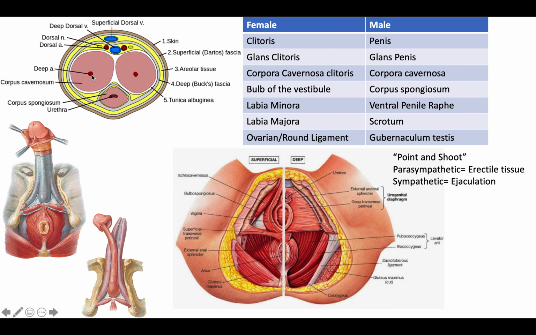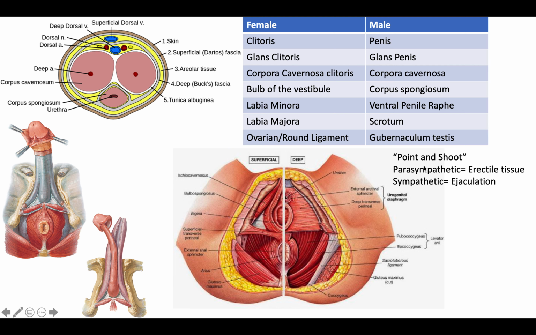And your deep artery is going to be located within your corpus cavernosum, and your urethra, or spongy urethra rather, is going to be contained within your corpus spongiosum. And this white fascial covering is your tunica albuginea.